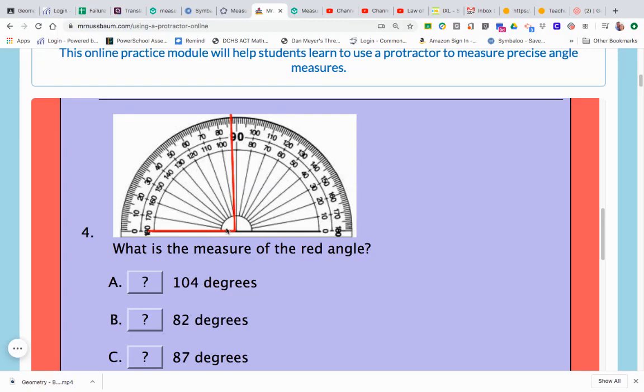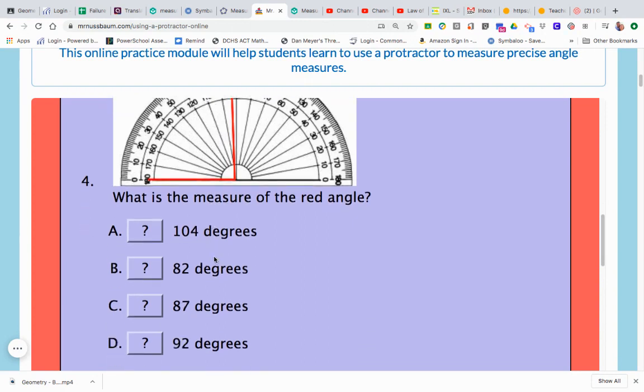This example is like the previous one. So this is my initial side. It crosses 0 there, so I'm reading these top numbers. So when I read these top numbers, that's a little less than 90. So that'd be about 88, 87. This one's 87. That's the closest number.